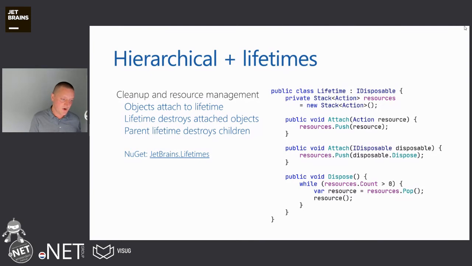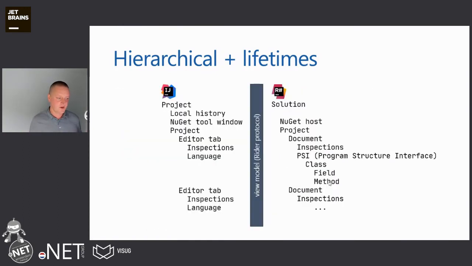So we decided to work with lifetimes, and lifetimes are an object that you can bind to. So if you have a disposable, instead of putting a using statement around it, what we do is we attach it to a lifetime as a disposable, and when that lifetime is disposed, we dispose all of the child objects there. Visual, you could think of it like this. If you have a solution that is open, the NuGet host in there attaches to the solution lifetime. If you have a project, that thing attaches to the solution lifetime. Document attaches to the project lifetime and the solution lifetime, etc., etc.